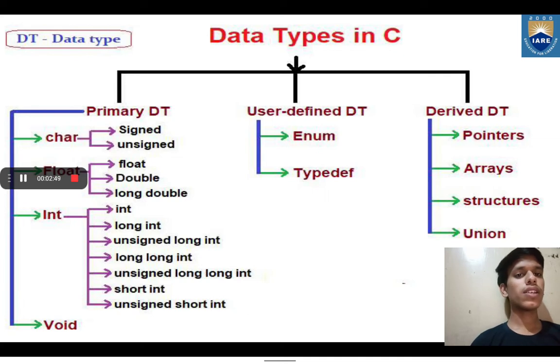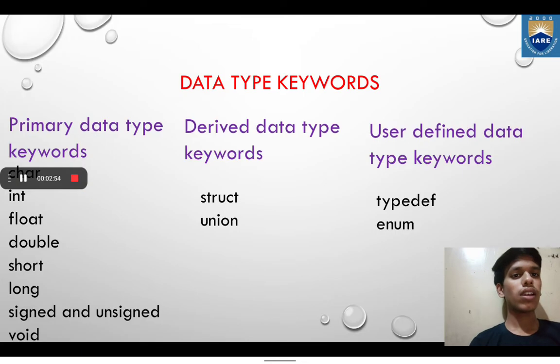So we are going to see the keywords which are there here. Primary data type keywords are char, int, float, double, short, long, signed, unsigned, and void. These are the primary data type keywords which are predefined and they have predefined meaning in the C programming language.